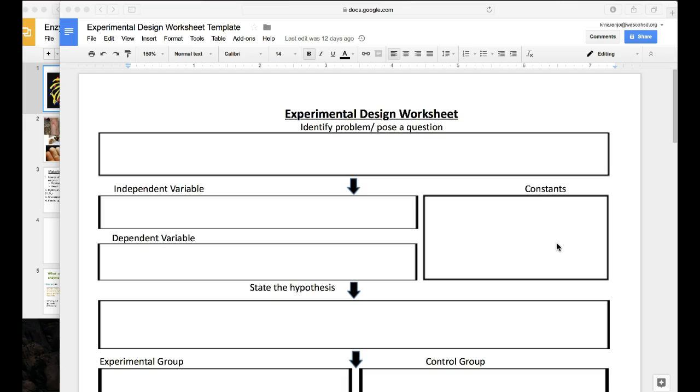If you were to have other items that weren't constant in the experiment, then you wouldn't know if the results of your experiment were due either to you choosing that particular independent variable or due to a varying constant in your experiment. So it's important to keep other items constant except for the independent variable that you're choosing to test in this particular experiment.